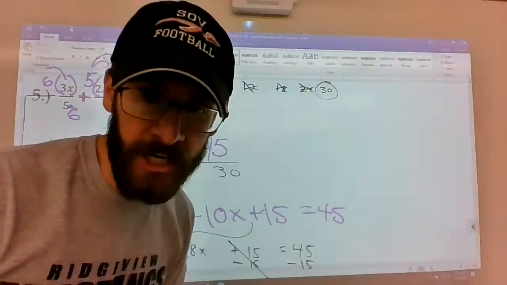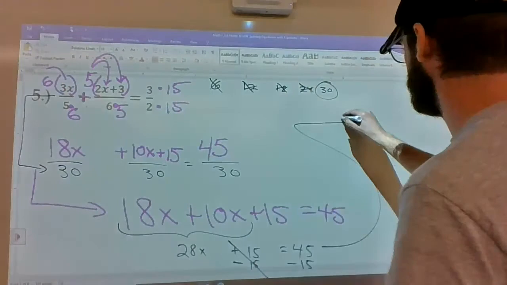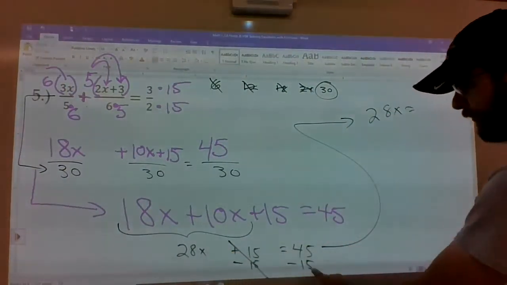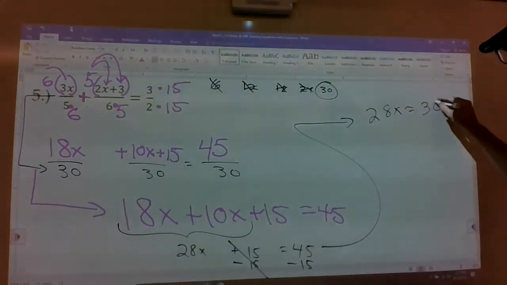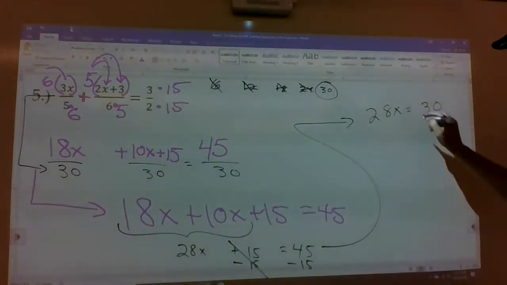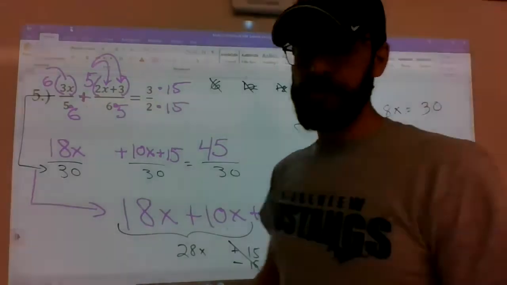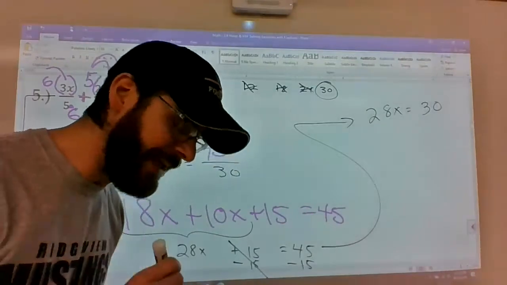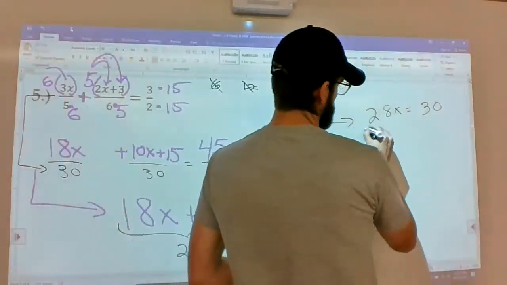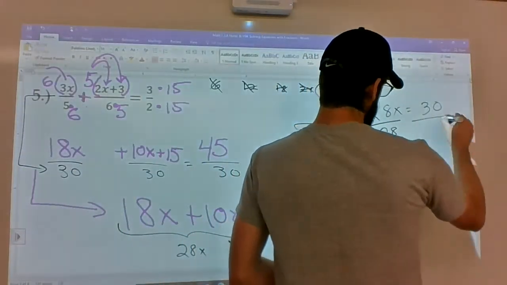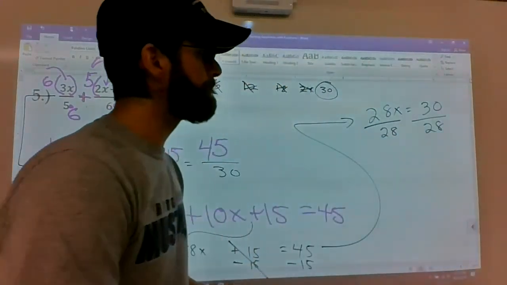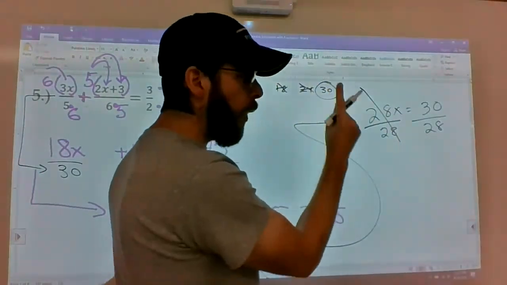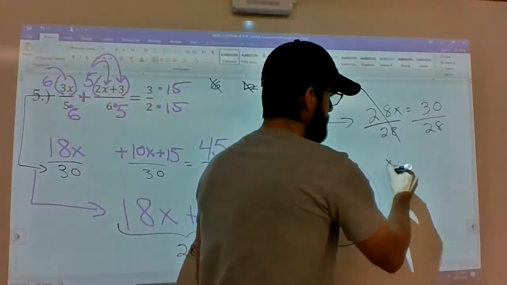I'm going to move to a different location because I run out of room. 28x on the left plus 0 equals 45 minus 15, which is 30. All right, so at this point, we divide both sides by 28. Remember, division is the only way to get the x by itself in this case. So take out these 28s. It's now 1x, which is just x.